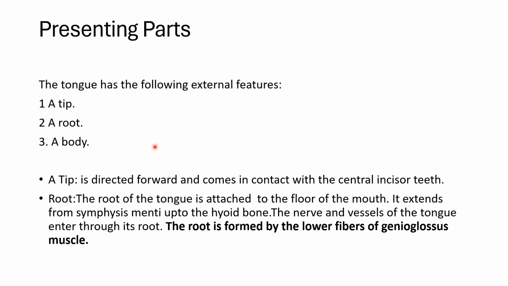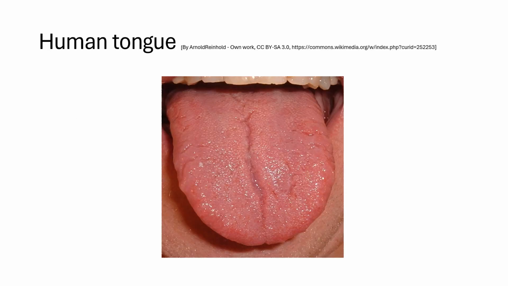So the parts of the tongue are the tip, the root, and the body. The tip is the pointed part which comes in front and comes in contact with the central incisor teeth, and the root is a fixed part which is attached to the floor of the mouth. This is the only part of the tongue that is attached. It is made up of lower fibers of the genioglossus muscle.